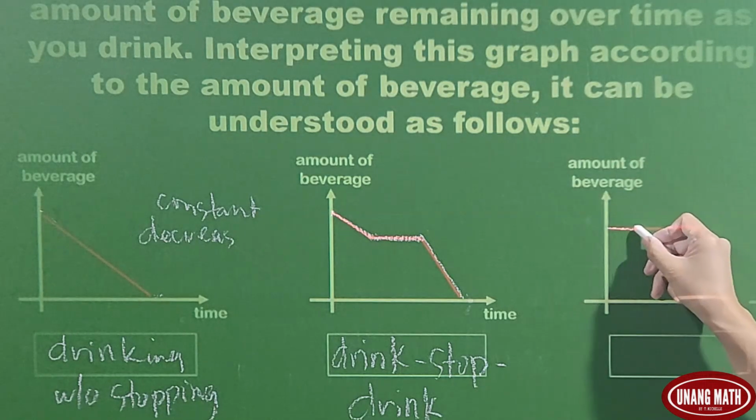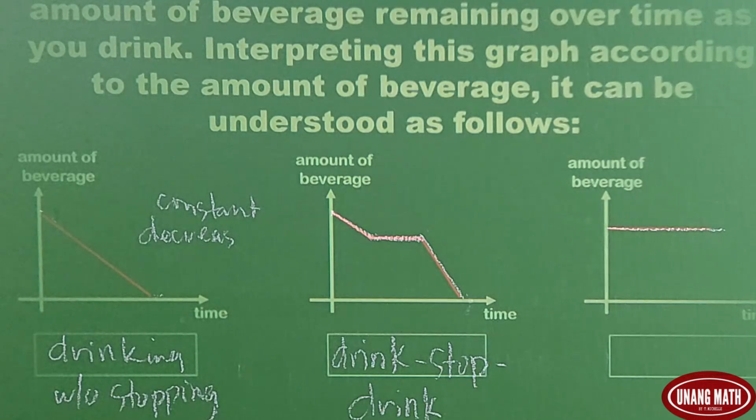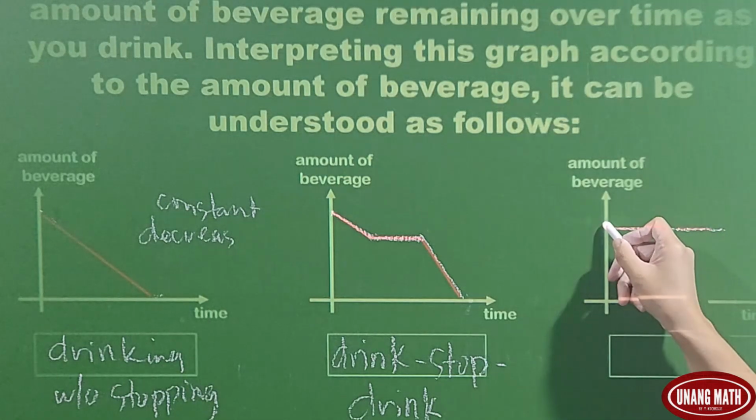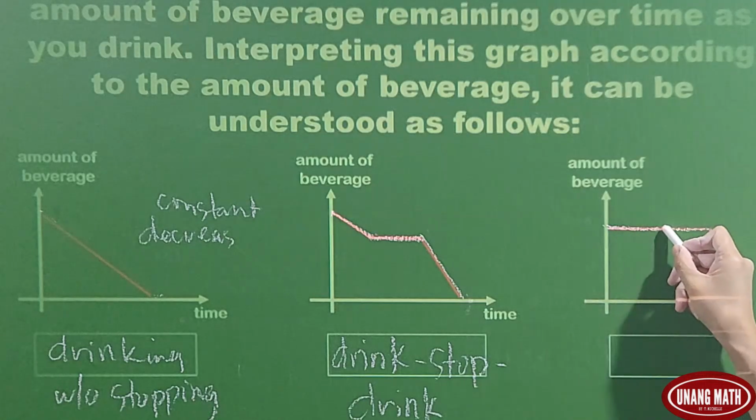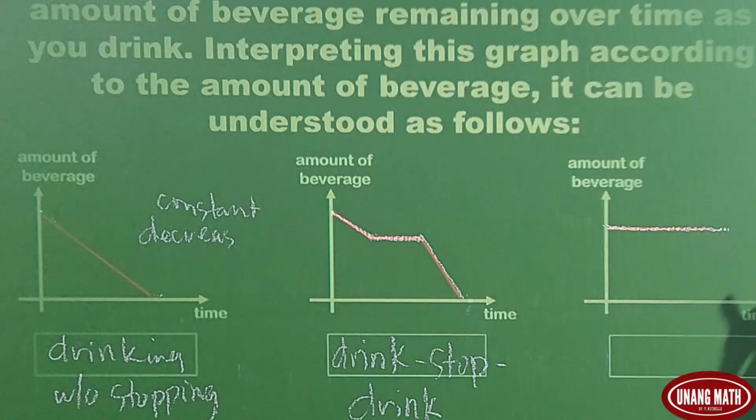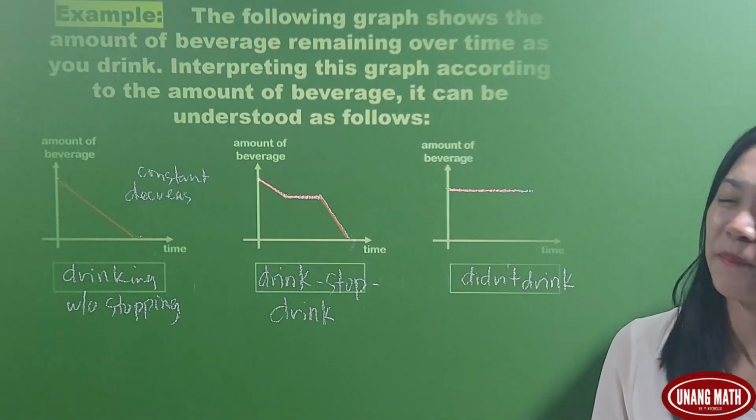Okay, this is just a horizontal line, straight line. Okay, how are we going to interpret this graph? So it means that the amount of beverage did not decrease as the time passes. So it means that you did not drink that beverage.